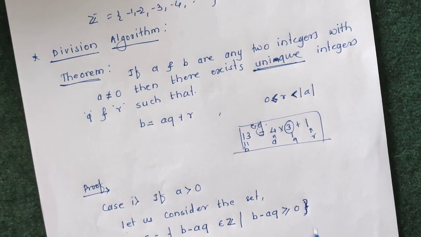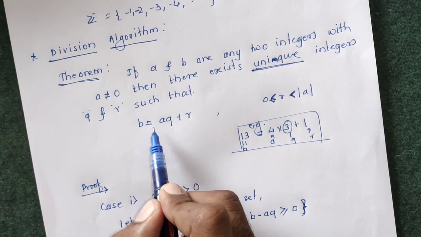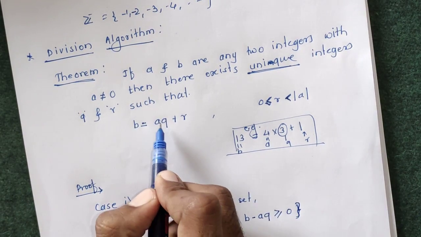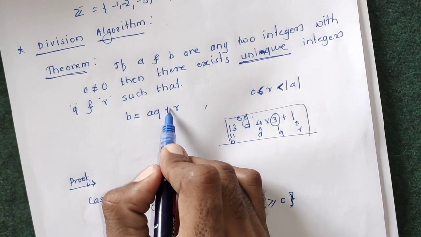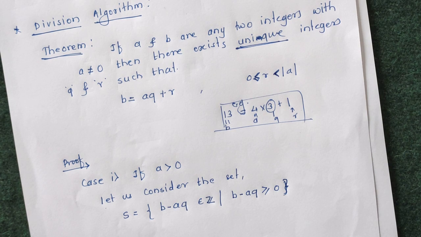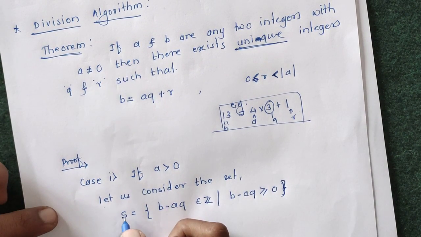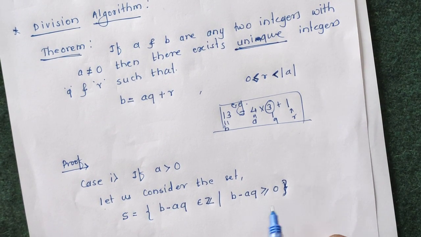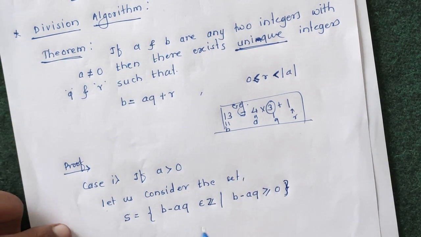The construction is very simple. We have to prove that b is equal to aq plus r. So what is our construction? We take aq here, so b minus aq is another integer, since q is an integer, a is an integer and b is an integer, so b minus aq is again an integer. So S equals b minus aq such that b minus aq is greater than or equal to 0. We have to prove b equals aq plus r, so we consider this set.